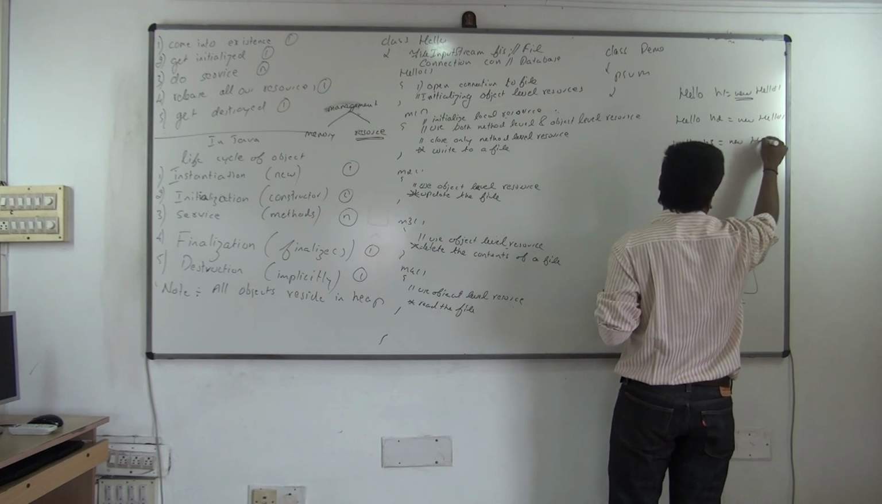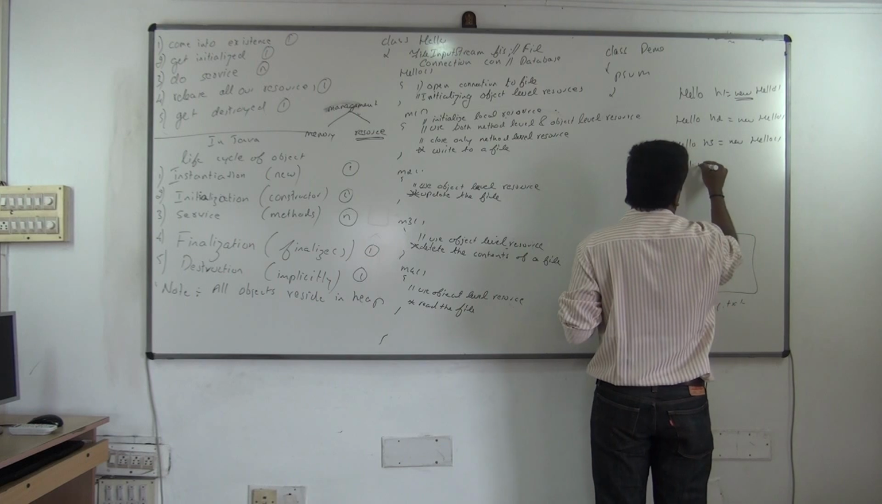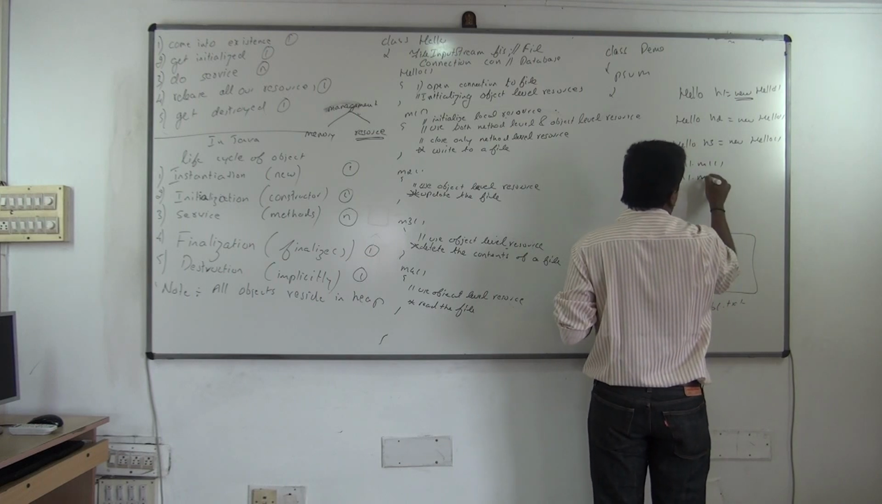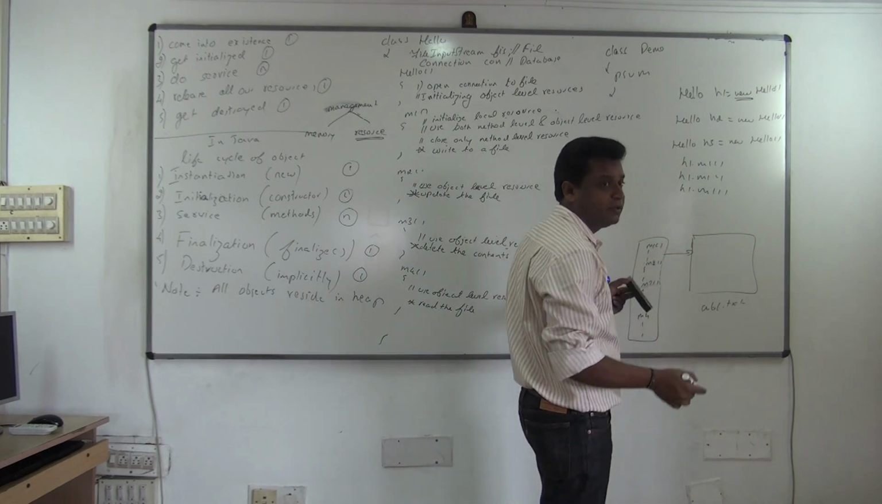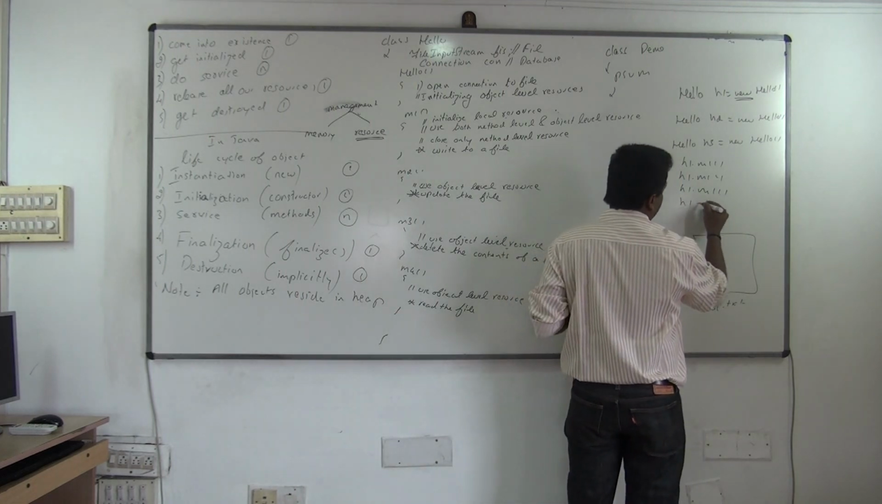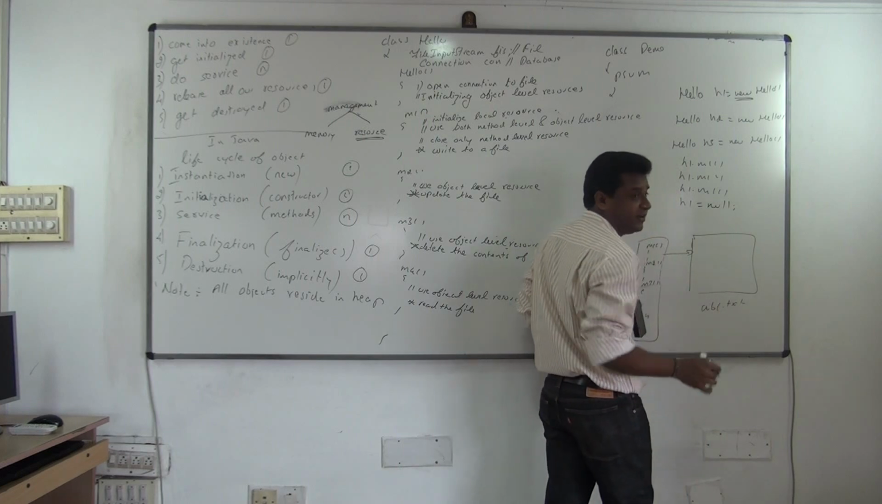So one more object gets created. So I created three objects. I can use the objects here, h1.m1, h1.m1. I can call the same method m1 many times. That is doing nothing but service. But suddenly if I say h1 is equal to null, one dereferenced object gets created.